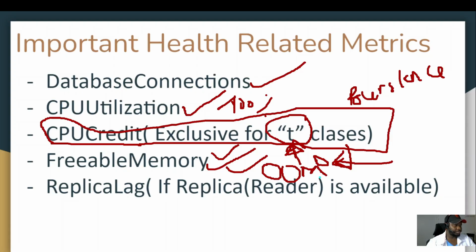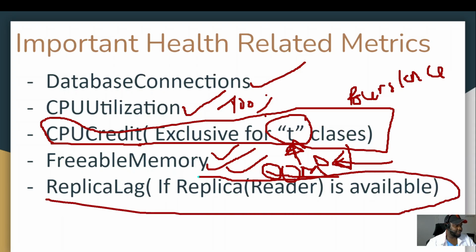So when memory pressure is too high and memory is not available, your instance is going to go OOM, that's out of memory, and at this juncture the instance is going to go unavailable. Okay, and the last one, which I said I will add, is the replica lag. This replica lag is also a health related metric, I consider it.